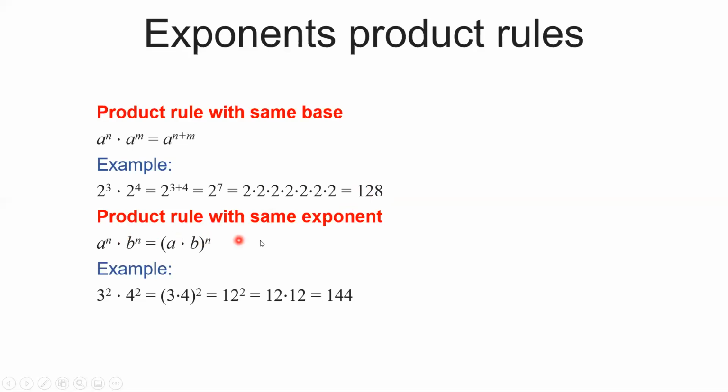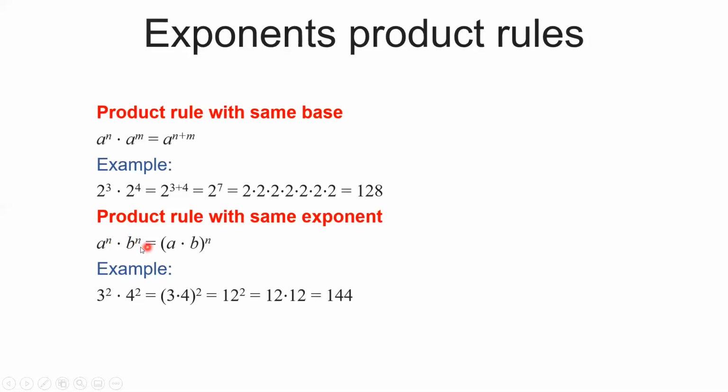Right, the other rule, guys, is when we have the same exponent but different bases. Now what we're going to do. When we have the same base and different powers, guys, we add the powers. When we have the same exponent and different bases, then we multiply the bases under the same exponent. As you can see, a to the power of n times b to the power of n, right? n and n.